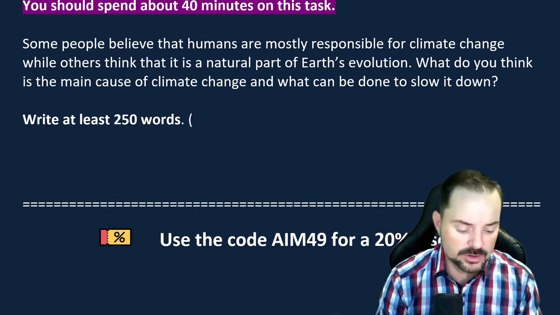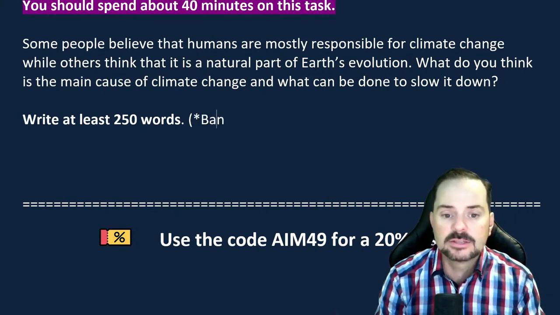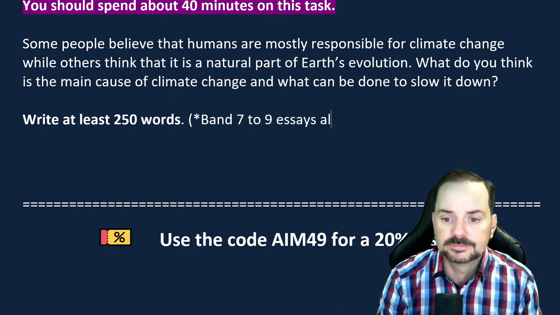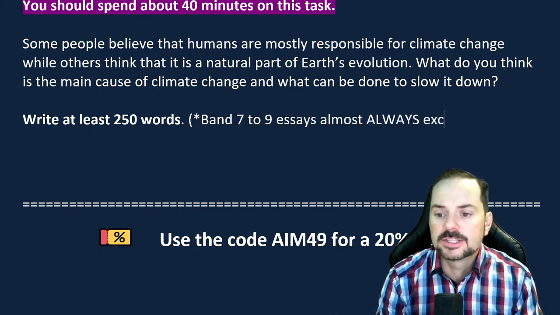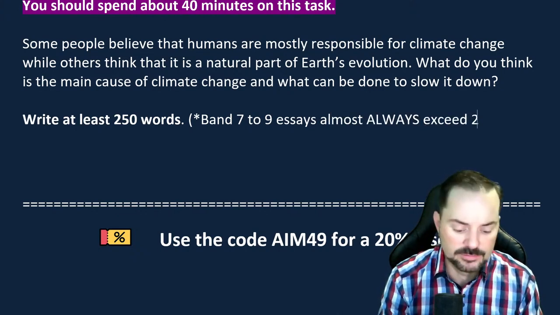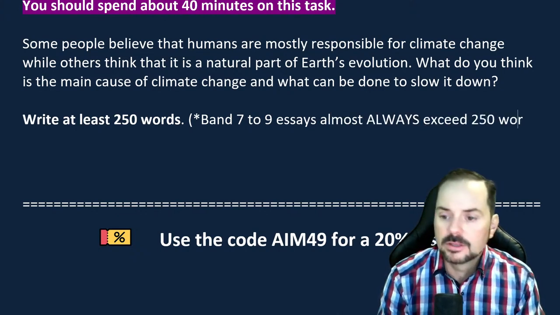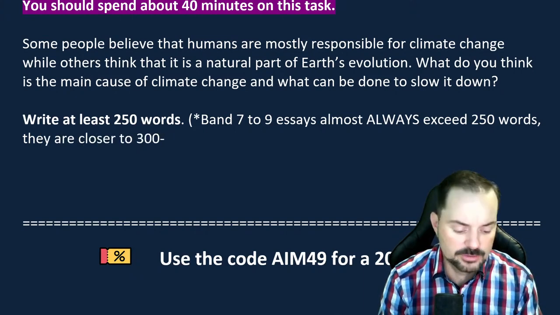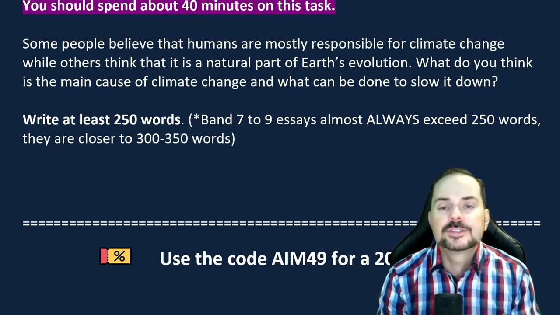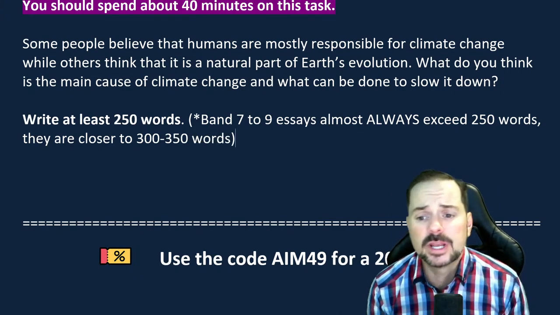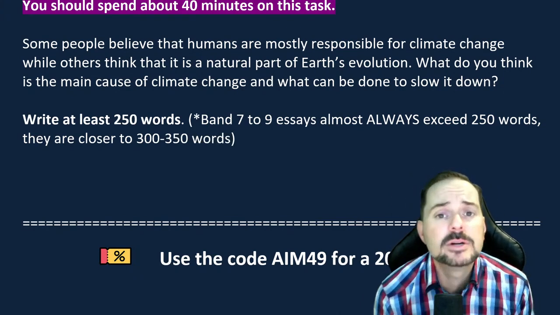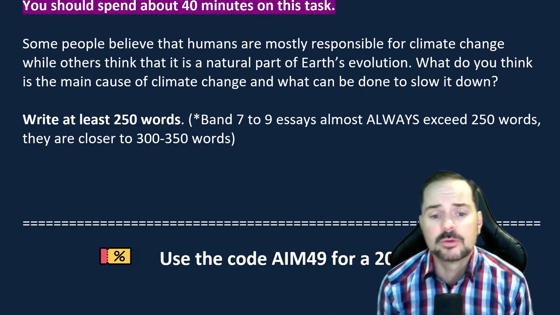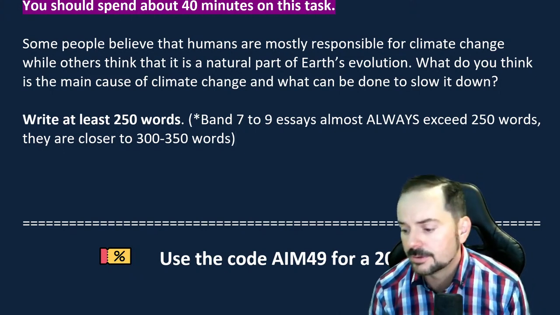Now, another important note here, and our members, many of them know this, is band 7 to 9 essays almost always exceed 250 words. Okay. They are closer to 350 words, simply because it's really tough to write a great essay in that time, and that's why IELTS says minimum 250 words, and usually minimum isn't enough for the best being a band 8 or a band 9, so you need to write more. Okay.